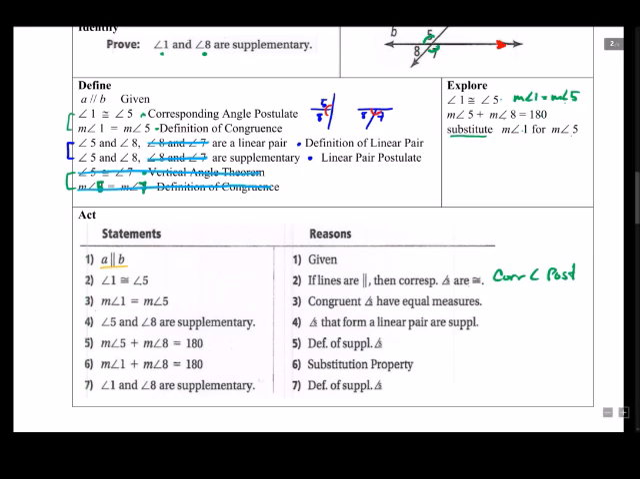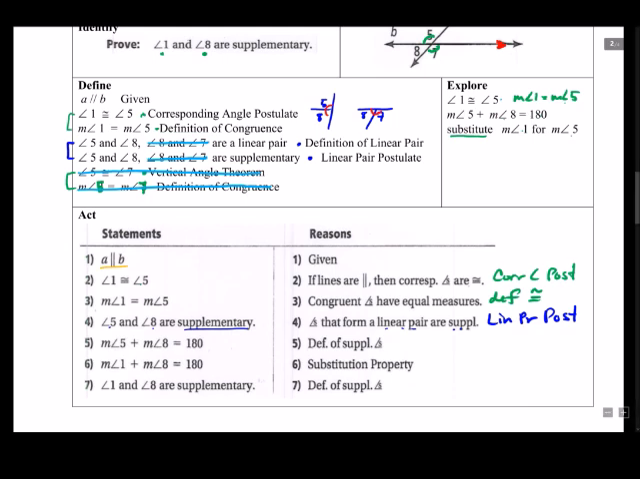Now, what lets us change congruent to equal measure? This is simply definition of congruence. Congruent angles have equal measures. Again, you can write it out or just write definition of congruence. Then, I'm going to say that angle 5 and angle 8 are supplementary. What lets us do that? That's our linear pair postulate. If you have a linear pair, then they are supplementary.